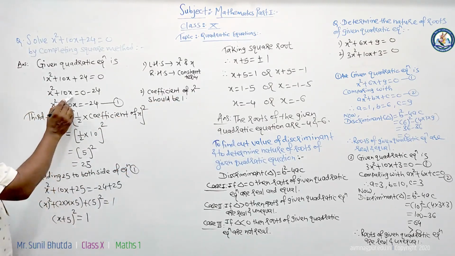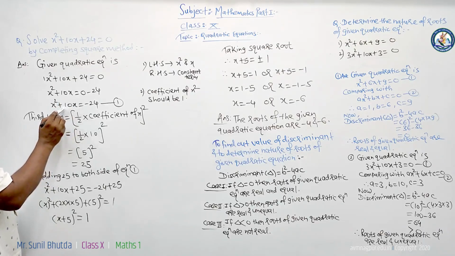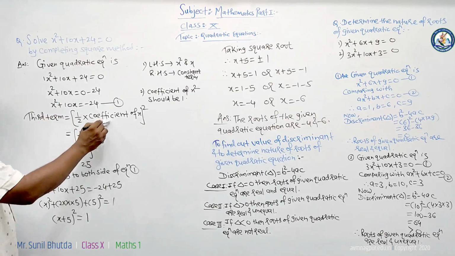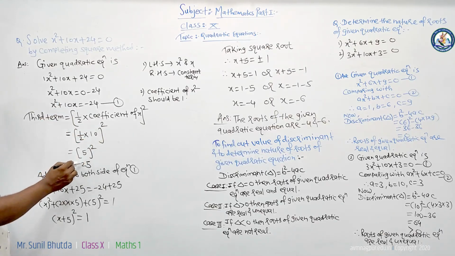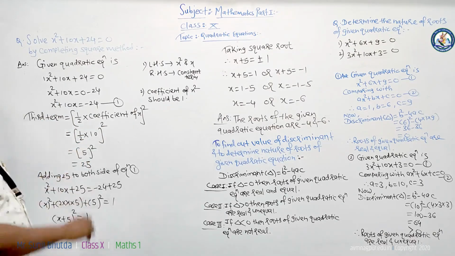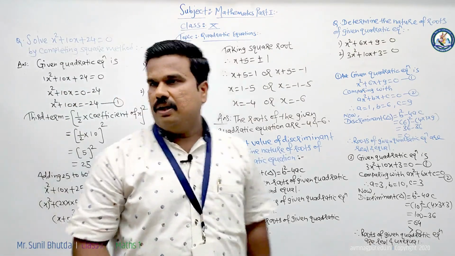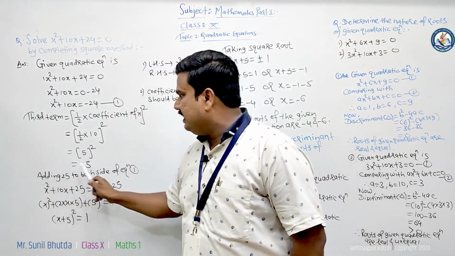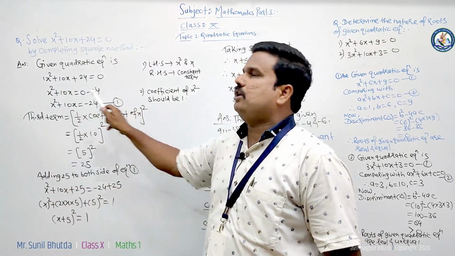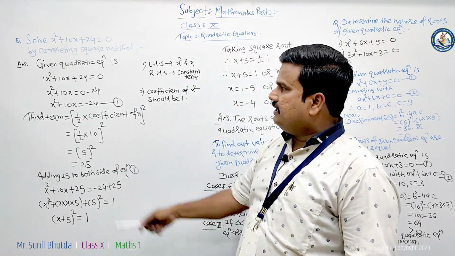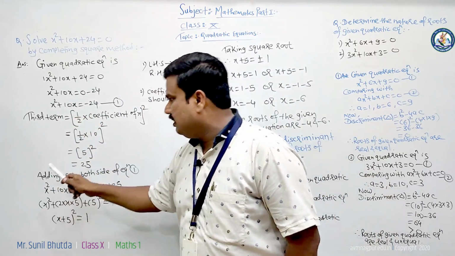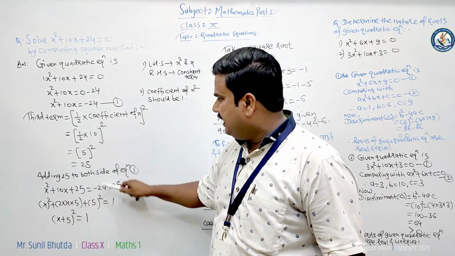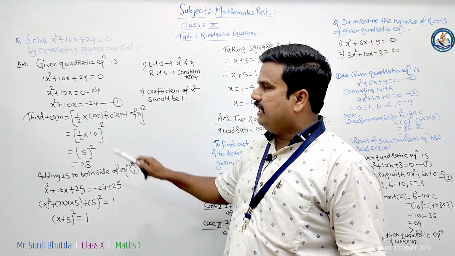What is the coefficient of x in our problem? The coefficient of x is plus 10. Half into 10, the whole square. Half of 10 means what? 5. 5 the whole square equal to 25. Now the third term is 25. Adding 25 to both sides of equation 1, what will I get? I will get x square plus 10x plus 25 equal to minus 24 plus 25.